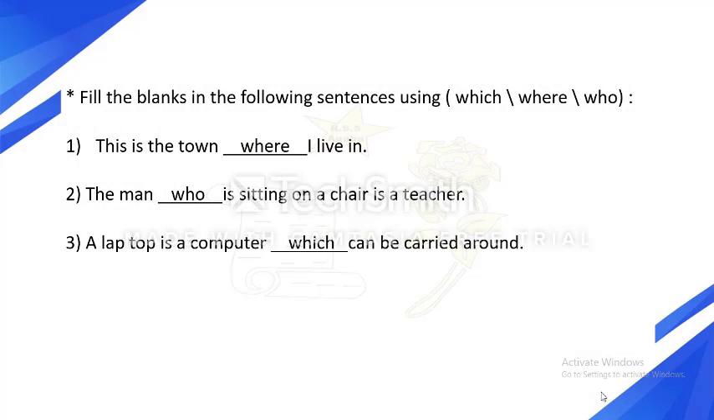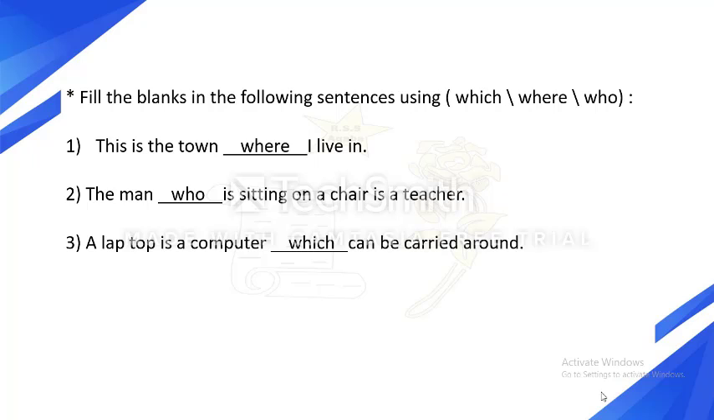Let's take these sentences. Fill the blanks in the following sentences using which, where, or who. This is the town. We are talking about town. Town means بلدة. This is the town. Definitely we have here a place. So here we have to use where as a relative pronoun.